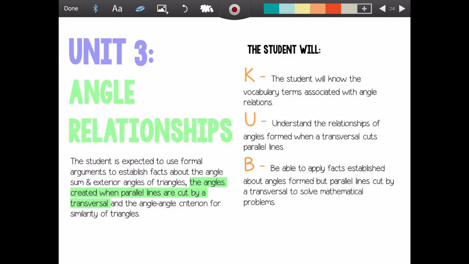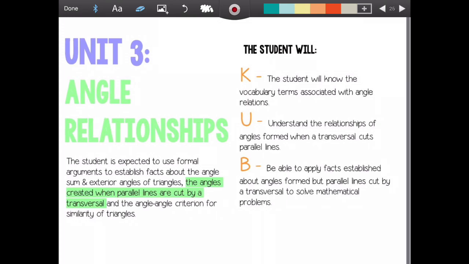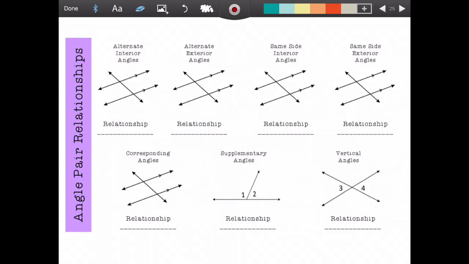Okay, we are going to continue with angle pair relationships and finish this out today. So here is all of the angle pair relationships that we've talked about last week. We're going to do a quick recap, a quick review to help you refresh.